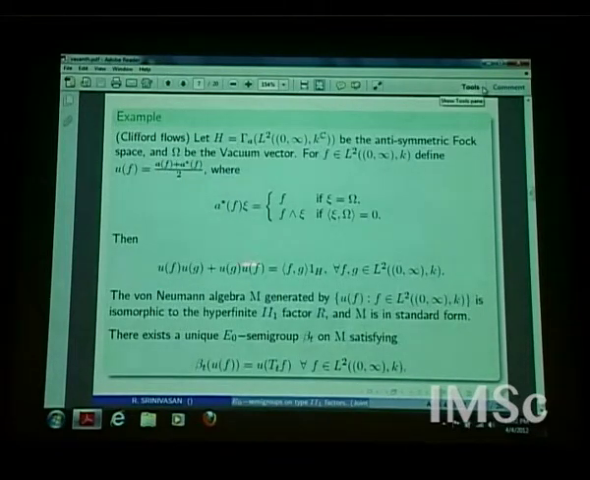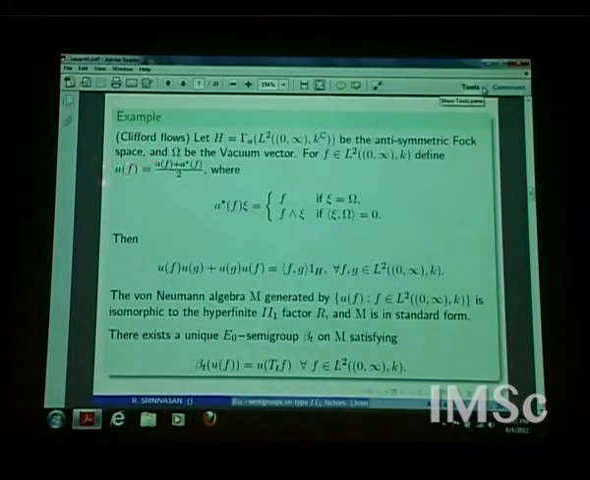Then in the anti-symmetric Fock space, there are what are called creation operators. A star F takes omega to F, and it takes any finite particle vector, with the anti-symmetric tensor, not the usual tensor, and attaches F to the left of it. These are all bounded operators. In symmetric Fock space, this wouldn't be a bounded operator, but because it's anti-symmetric Fock space, this will be bounded. So we have defined this A star F, then you take the adjoint, which is AF.